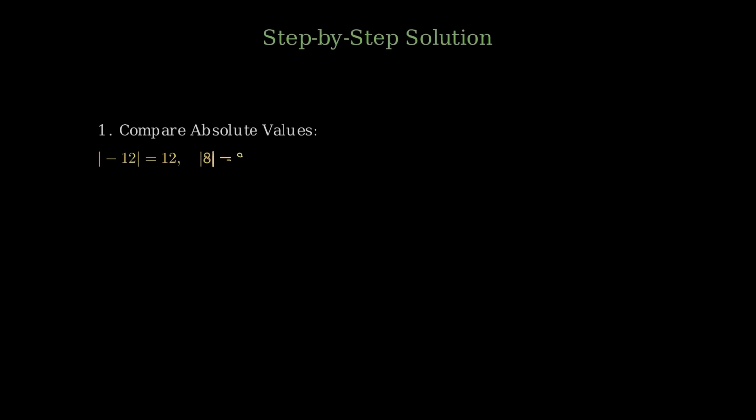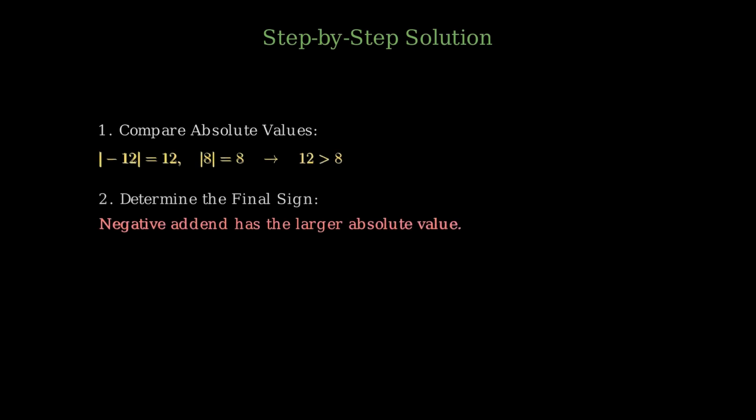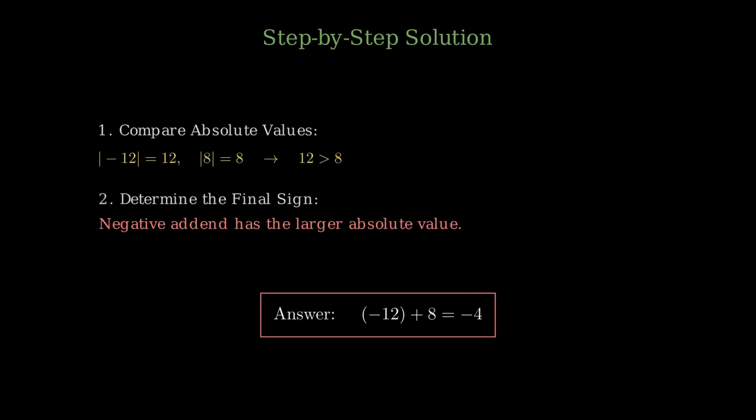Here is the solution. Since the two numbers have opposite signs, we must compare their absolute values. The absolute value of negative 12 is 12, which is greater than 8. Because the negative addend has the larger size, the final answer must be negative. 12 minus 8 gives us negative 4.